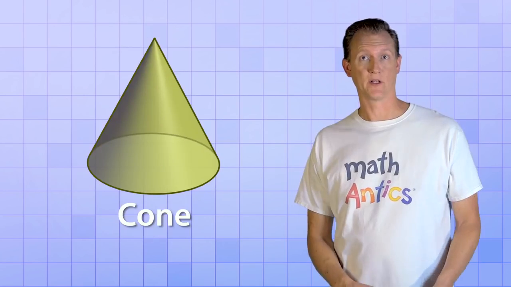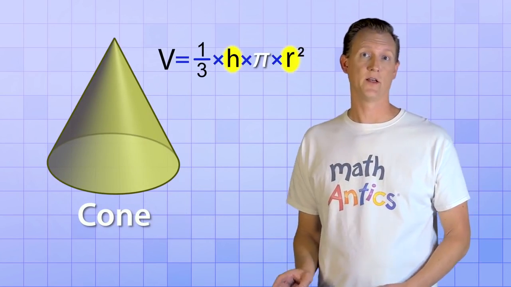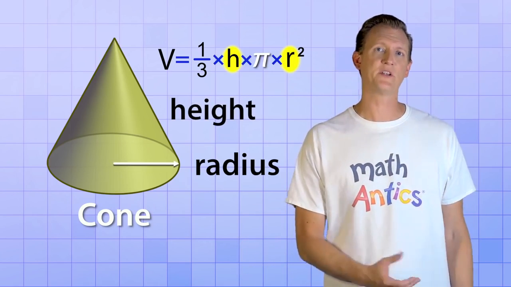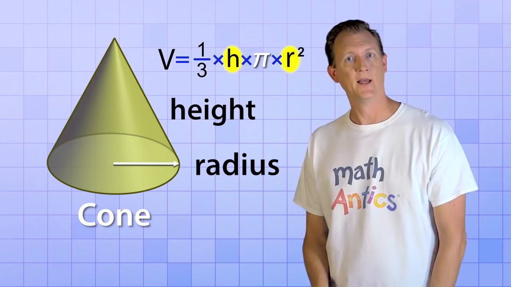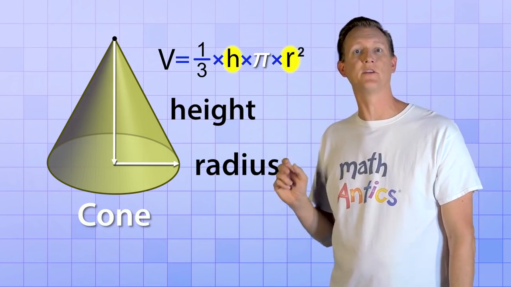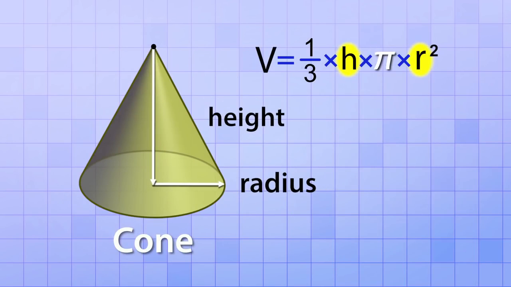Now let's try a cone. To use our formula to find the volume of a cone, we need to know 2 things: the radius of the circle that forms the base of the cone, and the height of the cone, which is similar to the height of a triangle. It's the distance from the point at the tip of the cone straight down to the center of the circular base. The radius of the base of this cone is 3 feet, and its height is 9 feet.